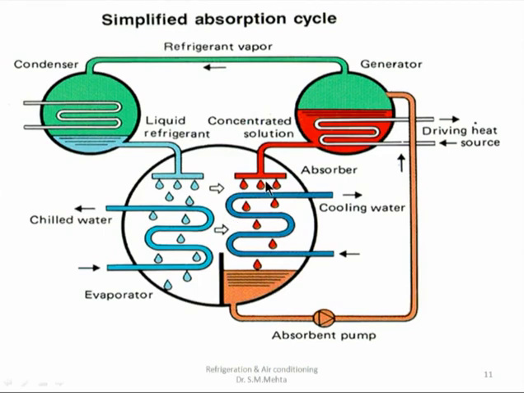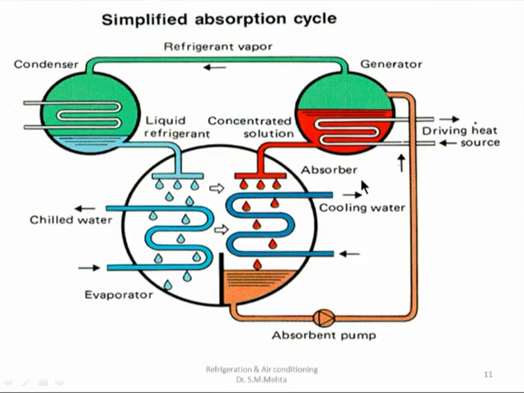In the evaporator, it will absorb heat and get heated again, and then it is supplied to the absorber. You can see that in the absorber there is a cooling water in and cooling water out circuit. So why is this type of arrangement provided in the absorber?